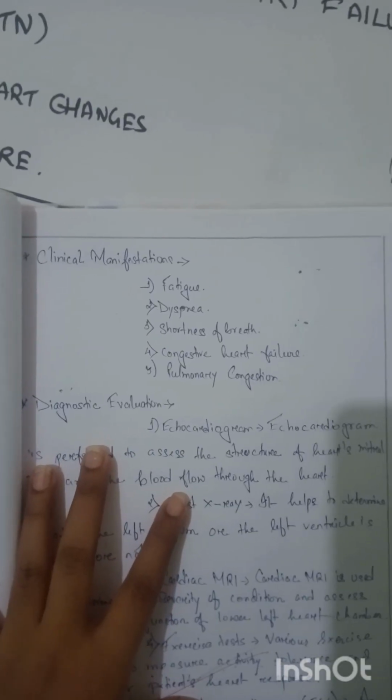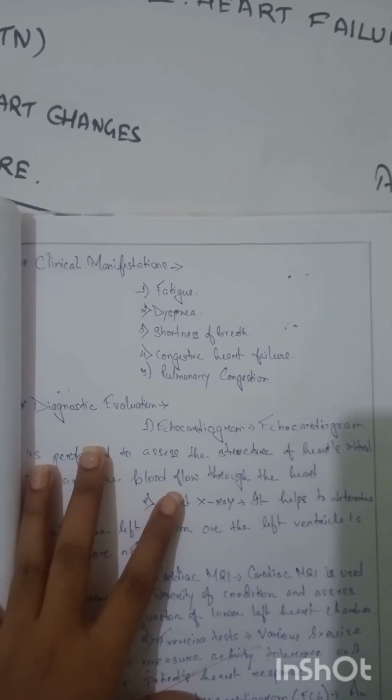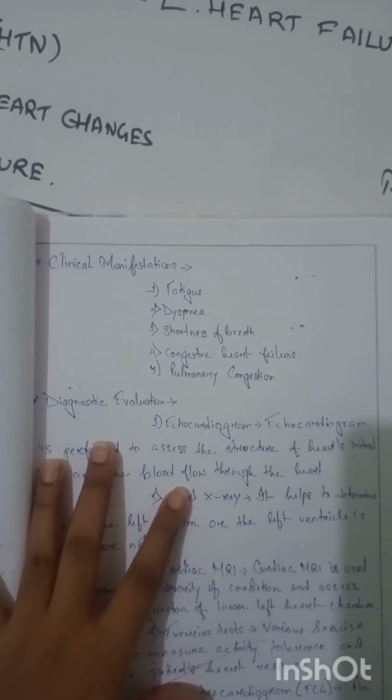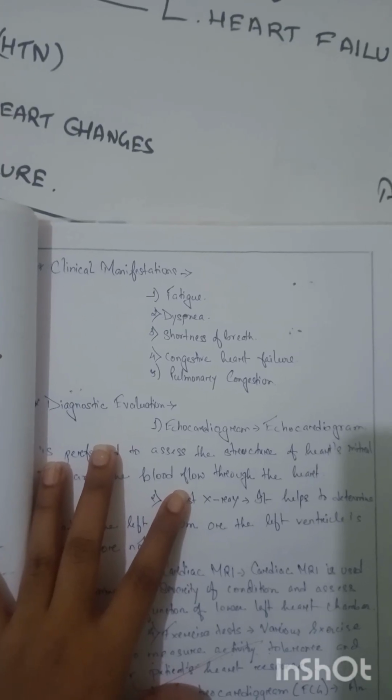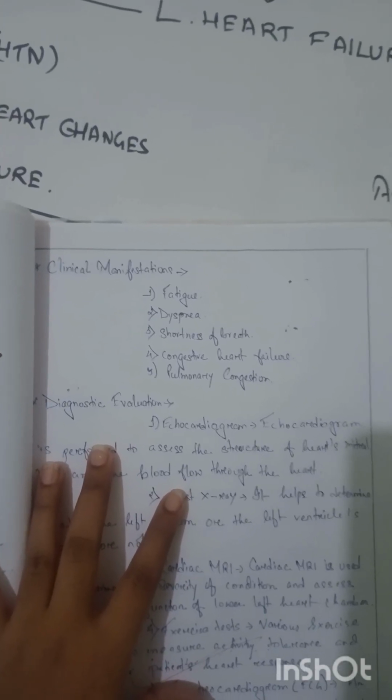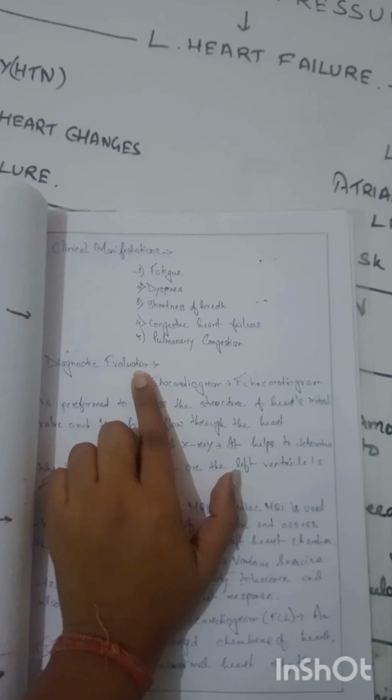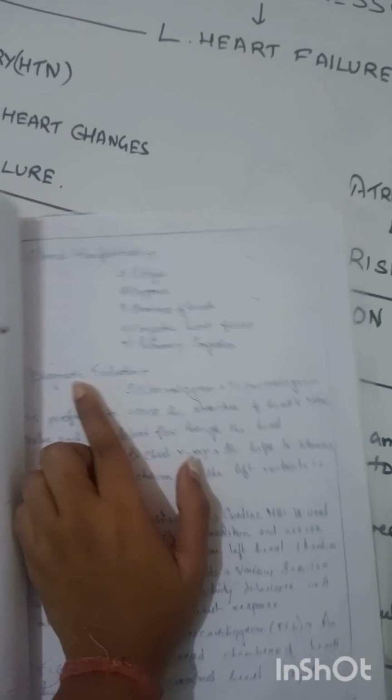Okay, the clinical manifestations of mitral regurgitation include fatigue, dyspnea, shortness of breath, congestive heart failure, and pulmonary congestion. These are some clinical manifestations, or signs and symptoms.